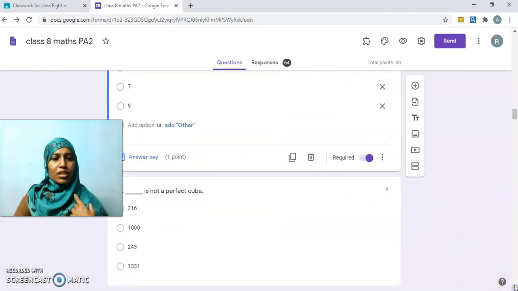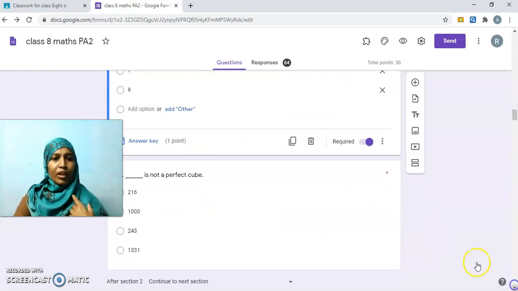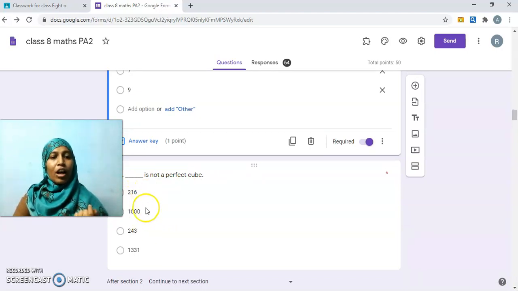The next question is, dash is not a perfect cube. You have to find cube root for all these things using prime factorization method. 1000 is a perfect cube. 216 is also a perfect cube. 216 is 6 6s are 36, 36 6s are 216. This is 10 into 10 into 10.